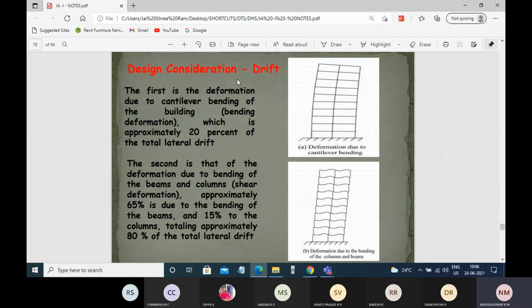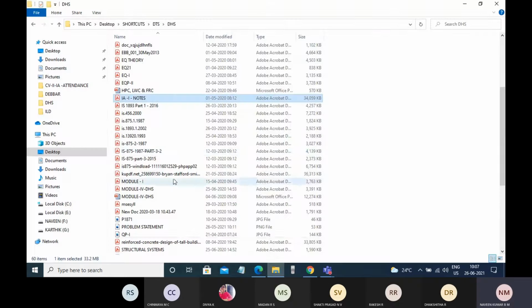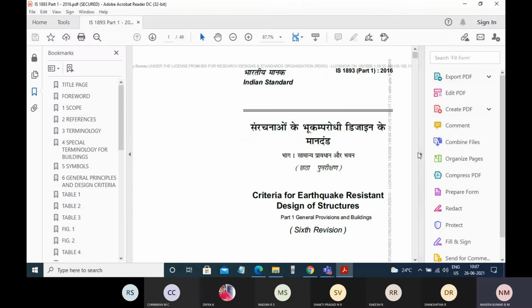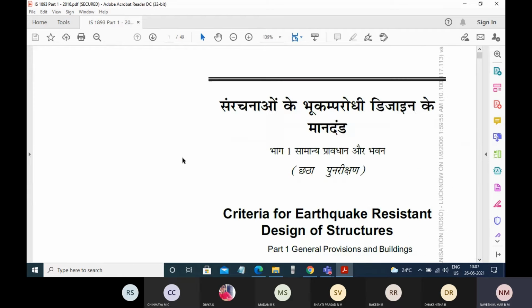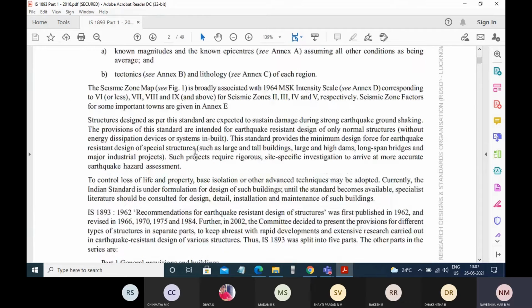So here, the design consideration is drift. The first is the deformation due to cantilever bending of the building, which is about 20% of the total lateral drift. So what is drift? Let me check what exactly drift is. There are a few technical terms, like translational drift, that have to be discussed in detail while discussing in the lab.